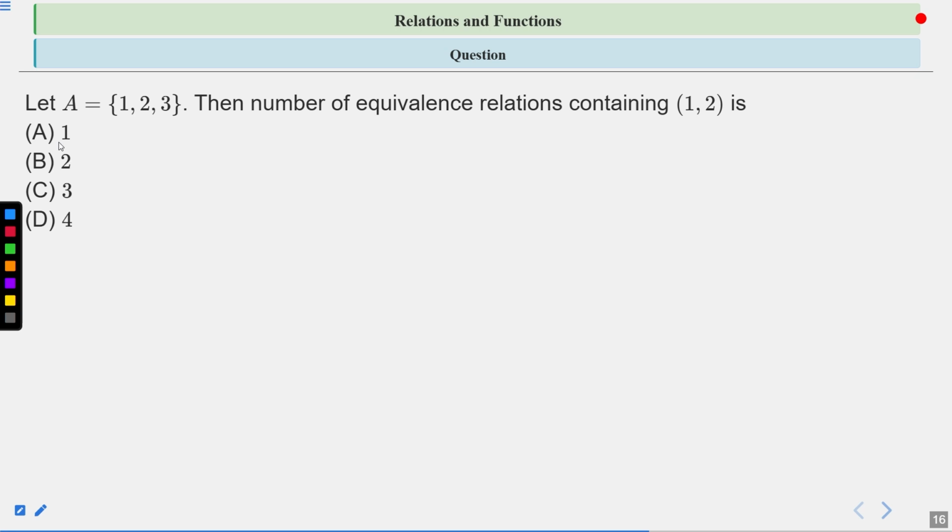Next question says, let set A is 1 2 3. The number of equivalence relations containing 1 2 is. We basically have to find the number of equivalence relations. Now, what is an equivalence relation? What are the conditions of an equivalence relation?